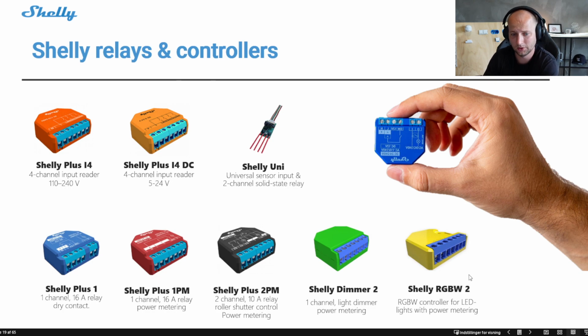Shelly RGB-W2 is a 4-channel LED strip controller, so you can use it for 4 channels of white if you want to, or RGB, or RGB plus a white channel. So it has 4 channels with individual power metering as well. It can be supplied with 12 or 24 volt. So this is quite nice.